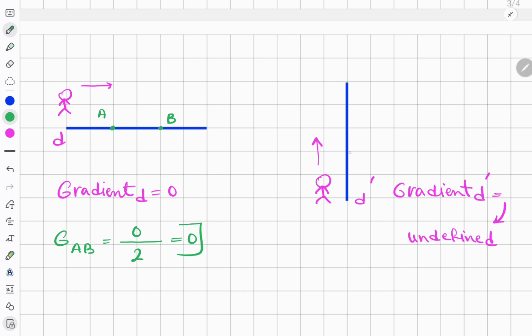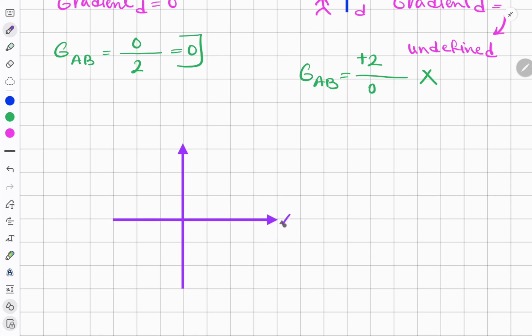And how about this case? Point A going to point B. So the gradient of AB equals the difference of y's, which is 2 units, positive or negative, it doesn't matter, but because we are going up, positive 2, and then x step is 0, or the difference of x's. So this is undefined because the denominator of this fraction is 0. This fraction is undefined.